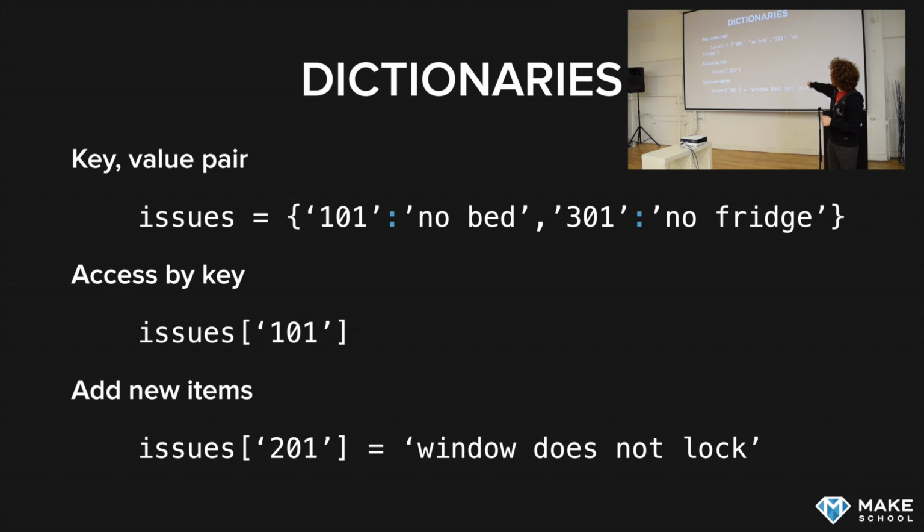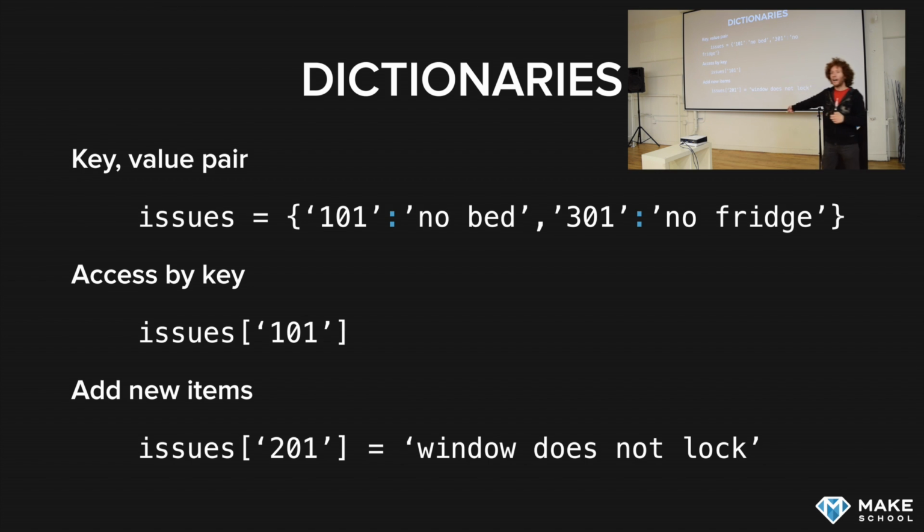So 101 and 301 are the keys, and no bed and no fridge are the values. If I plug in a key to a dictionary, I get back the value. So what would issues sub 101 return? No bed. It would just access that value.